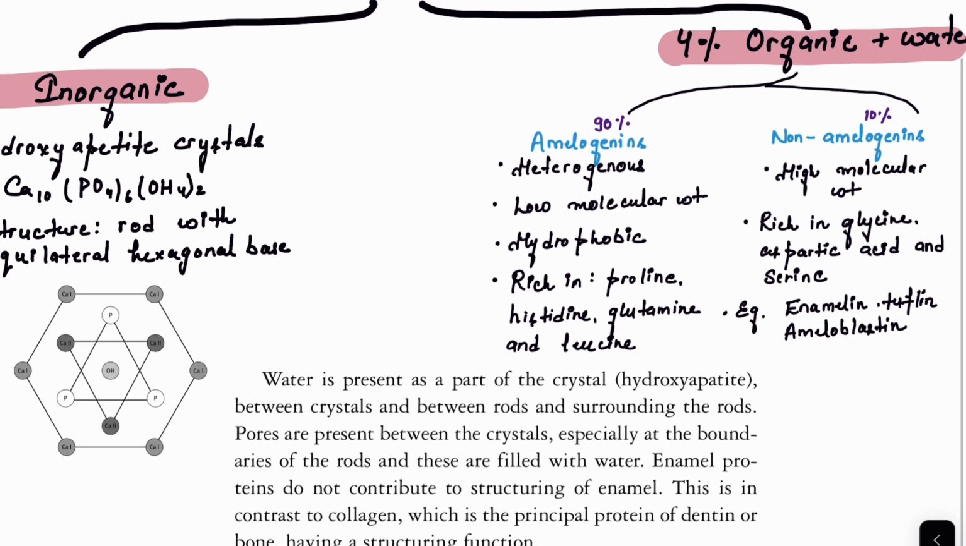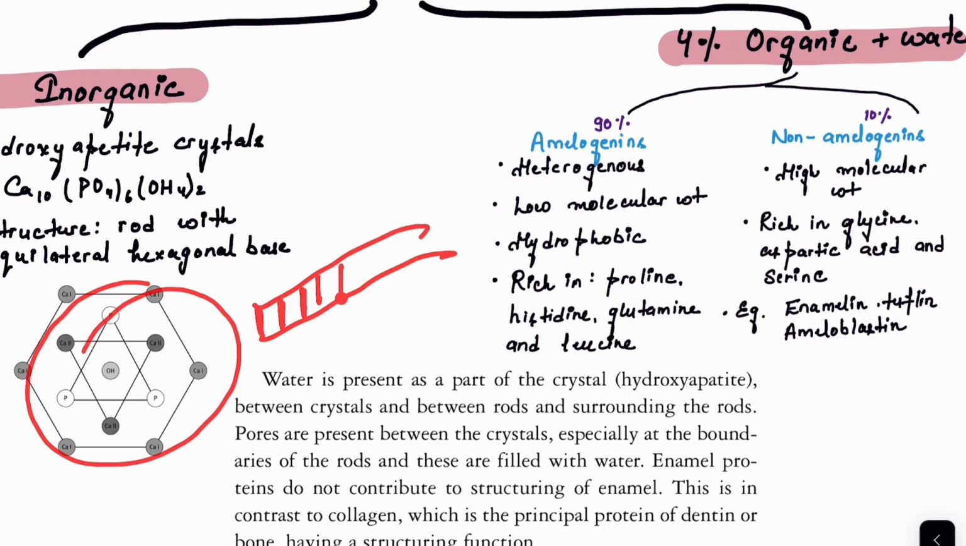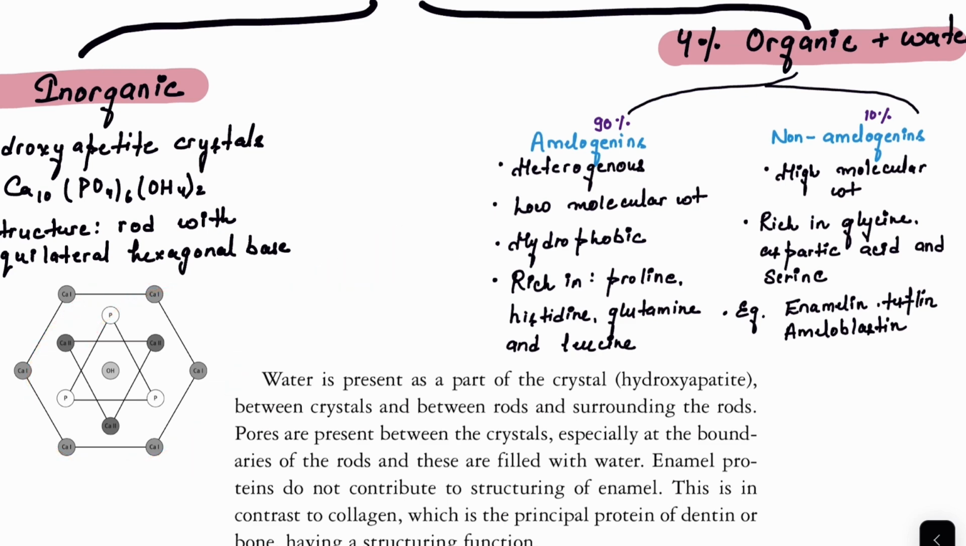So basically, if I have an enamel rod over here, and this is composed of this crystal, right? I'll just draw it using a pen. So this is my enamel rod, and these are the hydroxyapatite crystals. Water will be present in between the crystals, obviously not in so much amount. It will be present in between the crystals, between the rods.